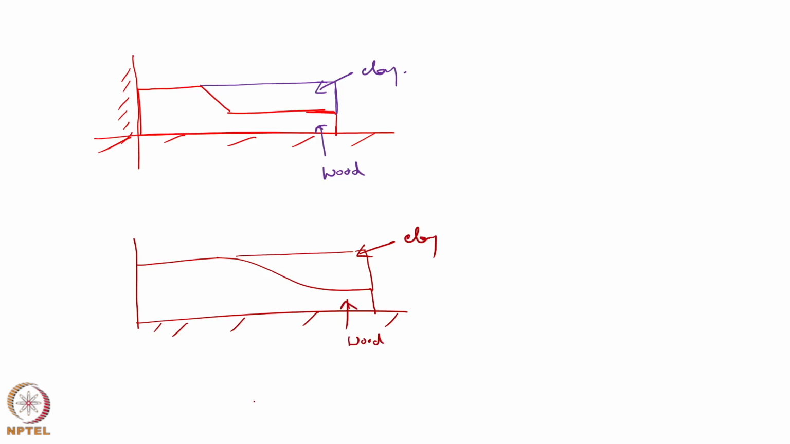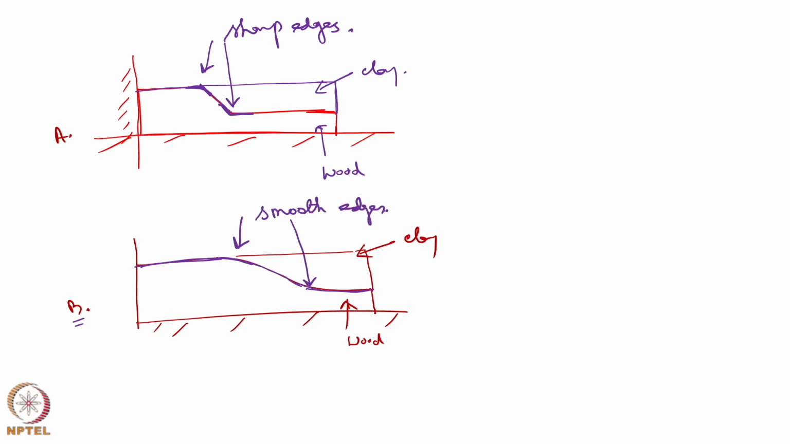What is the difference in the wooden material between case A and case B? In case A, this wood has sharp edges. This is one sharp edge and here also it has a sharp edge. What about case B? Here from this horizontal surface to this inclined surface of the wood, there is a smooth surface and here also it is a smooth surface. So, here we have sharp edges and here on the other hand we have smooth edges.